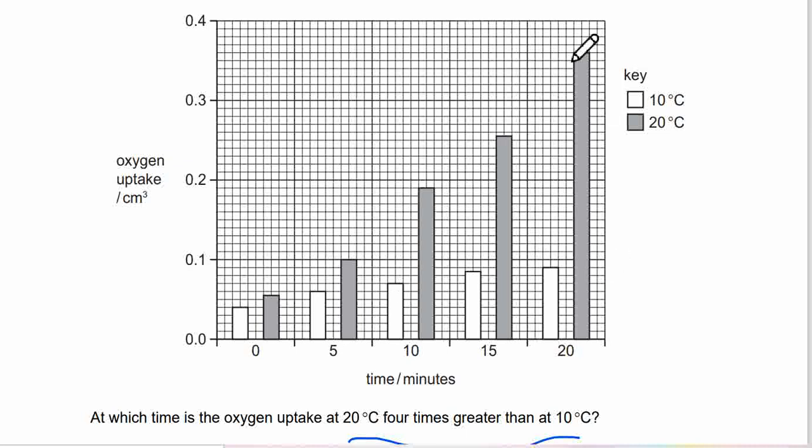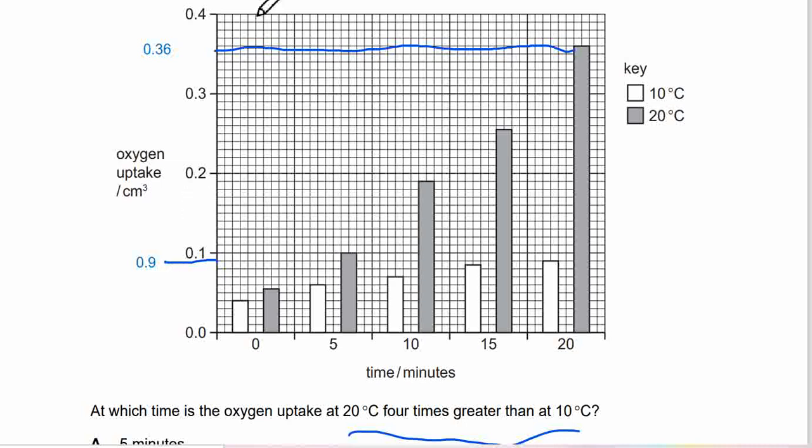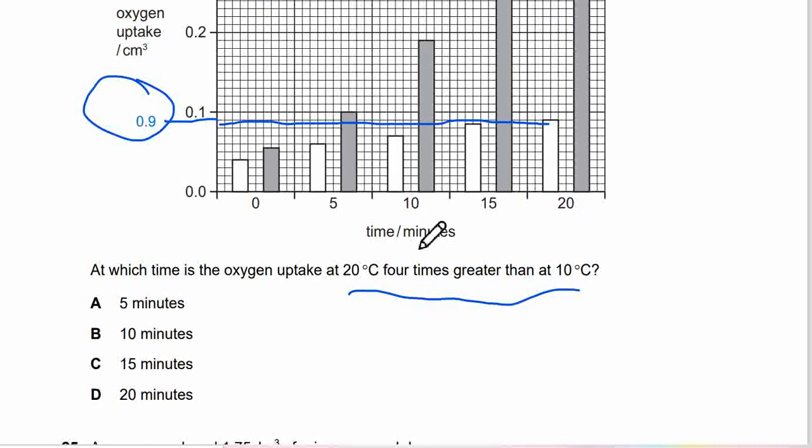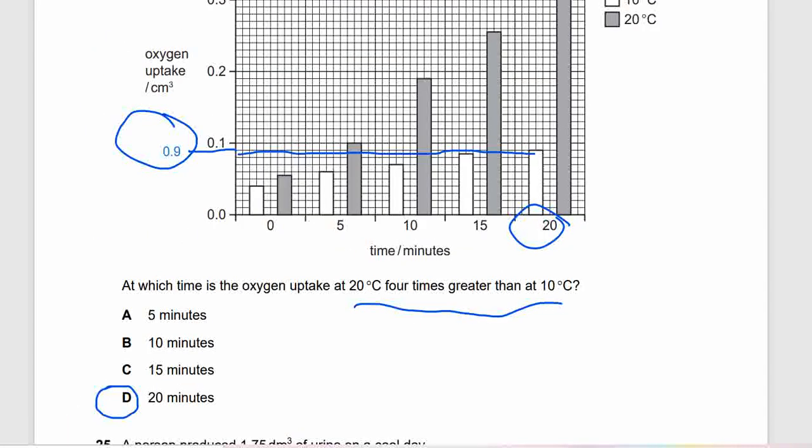So our eyes will quickly move to here. This will be around 0.36, and this one will be around, go here, will be 0.9. So 0.36 divided by 0.9 is about 4 times. So we divide this, and this will be 4 times. 36 divided by 9 is 4 times. So that will be in the 20 minutes option. So the answer is B for question number 24.